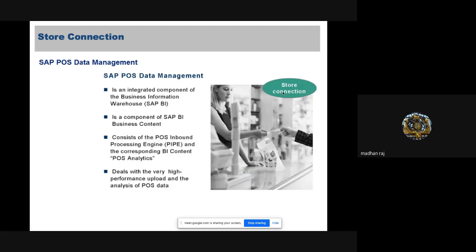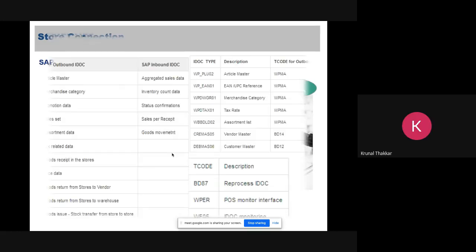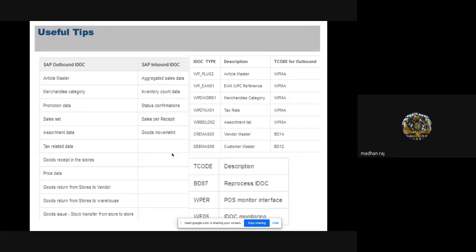So this is something I have already explained to you, what this POS data management is capable of. This pipe engine is the POS inbound processing engine. This is the main component in the POS DM system, which handles the sales data processing. The advantage of using POS data management is that since it is a part of the POS DM and BI system, it can handle huge volumes.